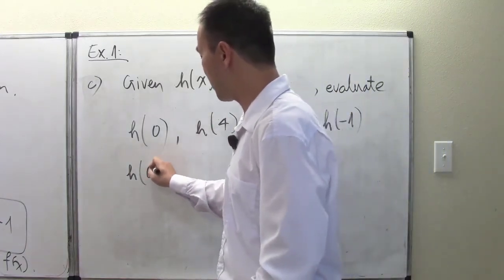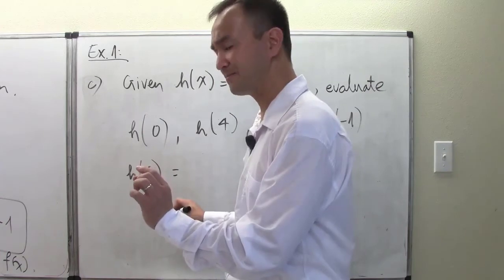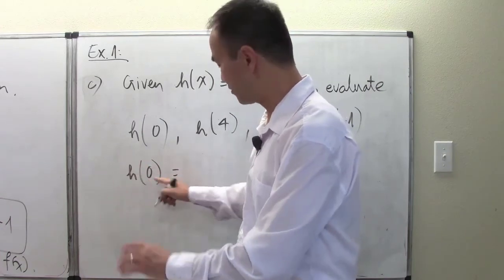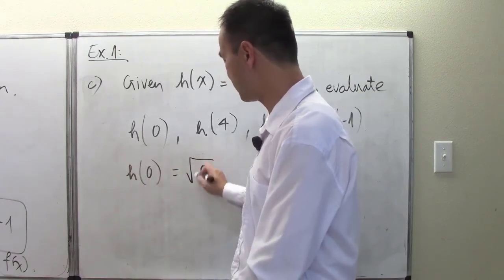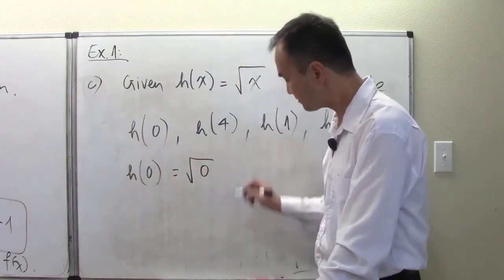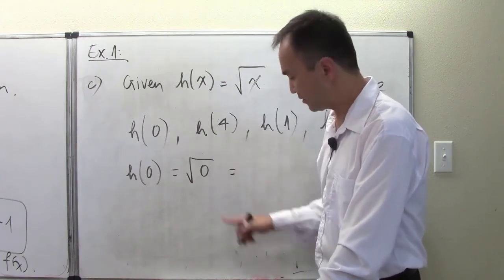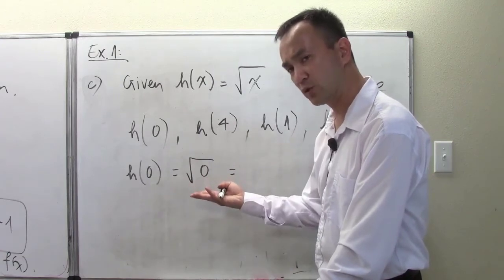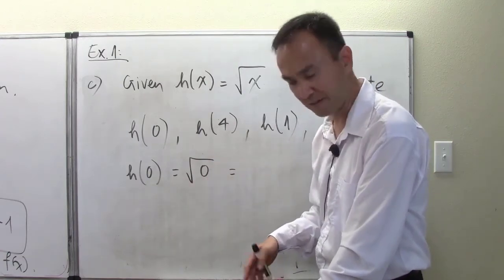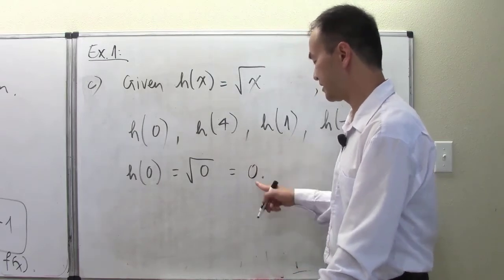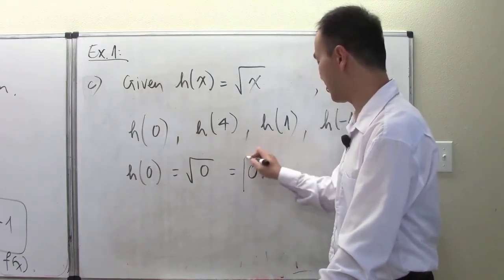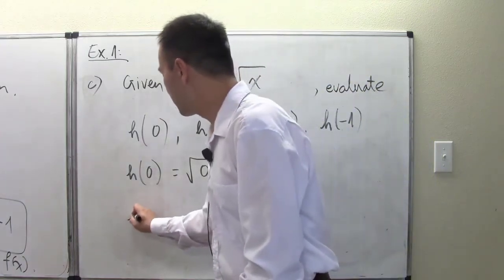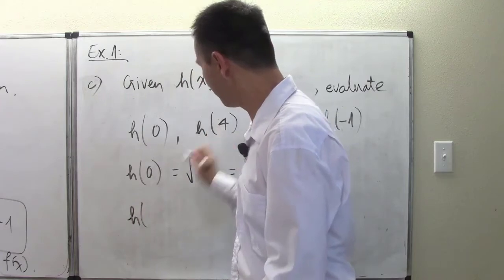So h of 0 as indicated. The rule says for whatever input that is, we take the square root of that input's value. So now what's the output? It's clearly a mathematical operation. Can we take the square root of 0? Yes, we can. The answer as an output is 0. Okay, so now we have an output for that. It's a successful one.